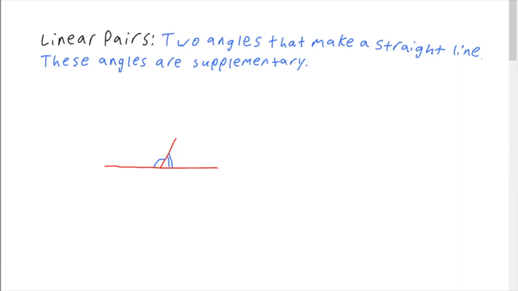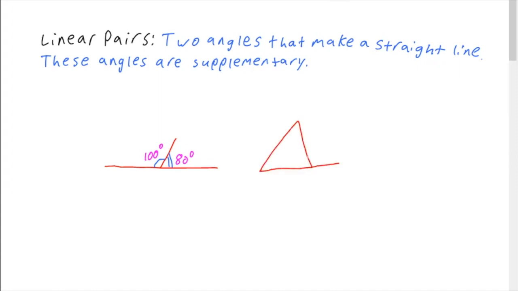So if we've got this angle over here is 80 degrees, then this one has to be 100 degrees. And that works anywhere there's a straight line. With this one it might look easy, but sometimes it'll show up in a triangle.